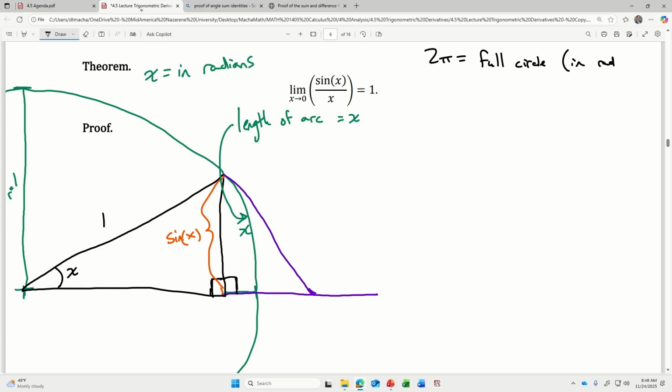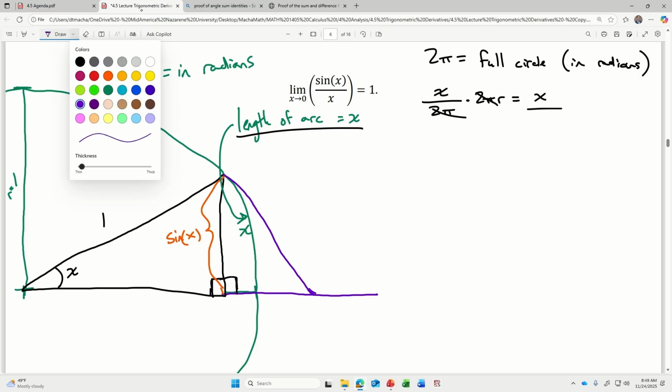Because the formula for the circumference of a circle is 2 times pi times r. And here we're just taking x radians. So if x is in radians, then x divided by 2 pi is the fraction of the circle's circumference we're talking about. Then we multiply times the circle's circumference, and then the 2 pi's cancel. R is just equal to 1, and so that has to be x for the length of the arc.